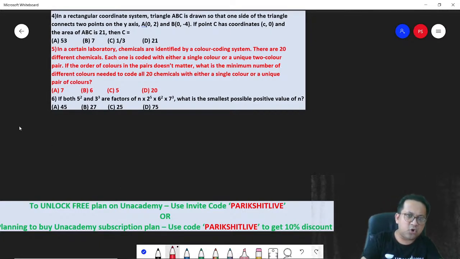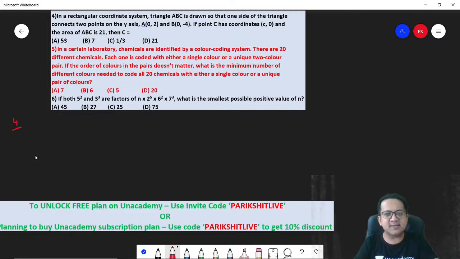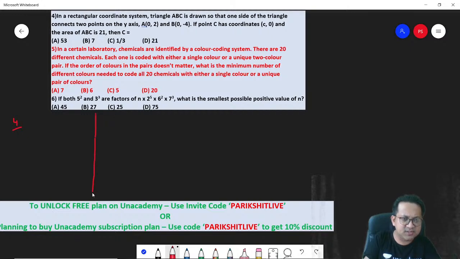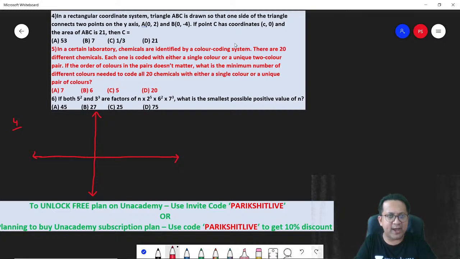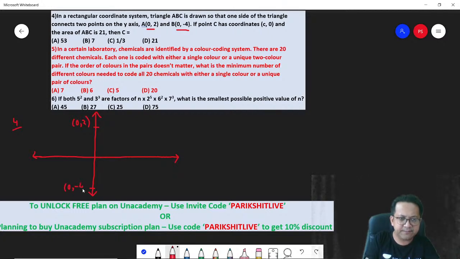In a rectangular coordinate system, triangle ABC is drawn so that one side of the triangle connects 2 points on the y-axis. Okay, so let's draw the axis then. So this is the y-axis, this is the x-axis, correct? They say triangle ABC is drawn so that one side of the triangle connects 2 points on the axis, 0, 2 and 0, minus 4. So 0, 2 will be somewhere out here and 0, minus 4 will be somewhere down the negative y-axis.